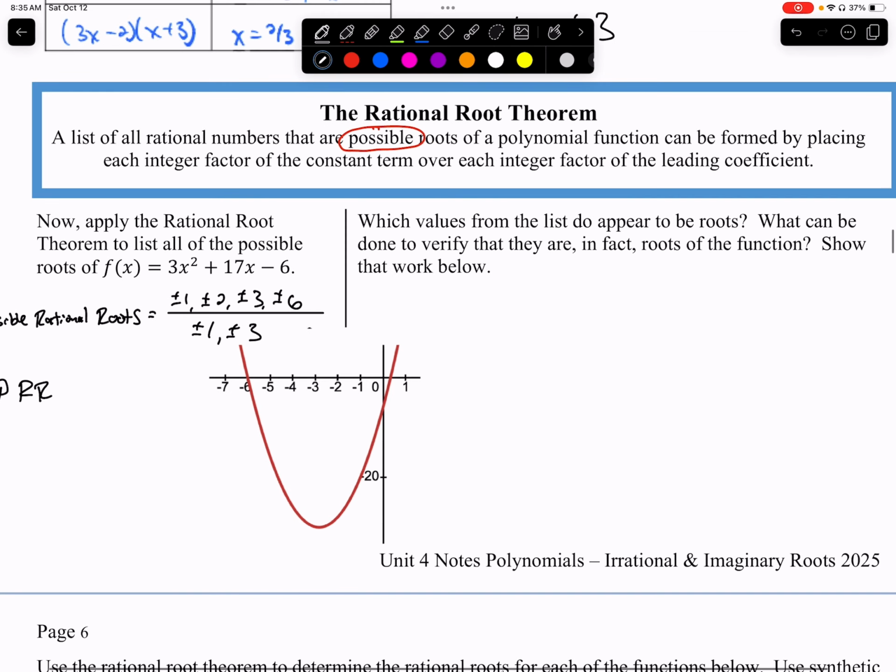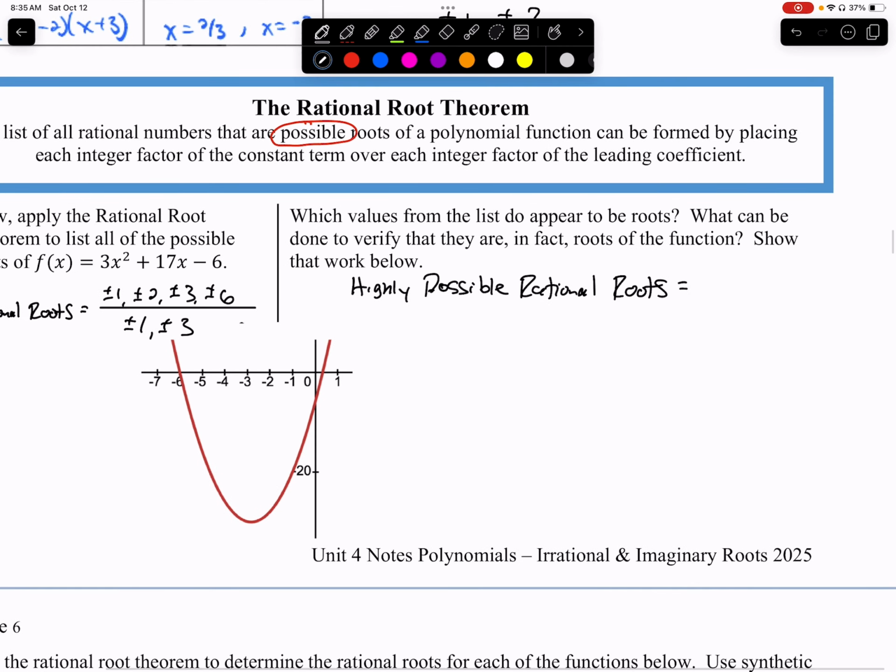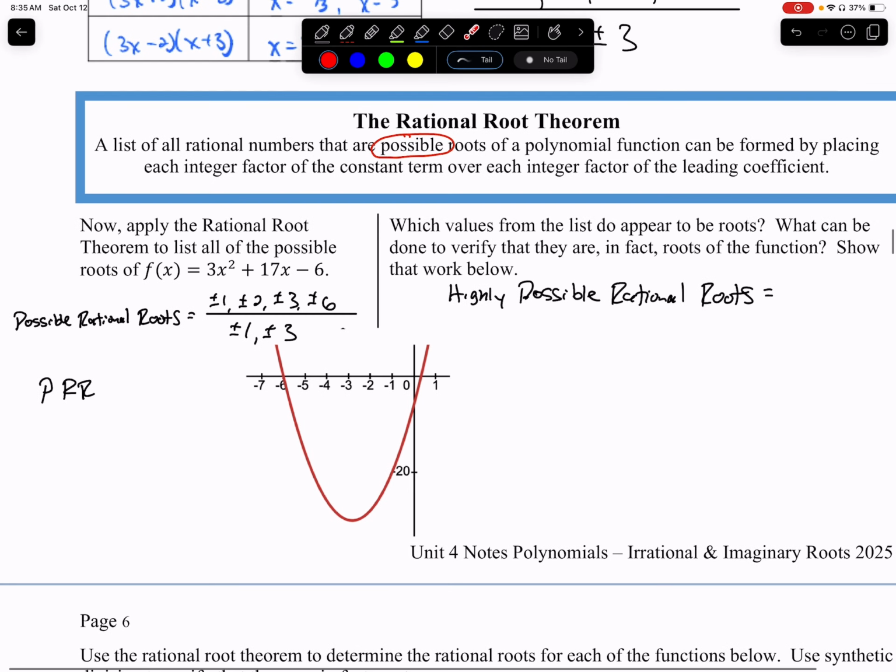So essentially what we're going to be doing here, we're going to list the highly possible rational roots. Now, this is only possible if someone gives you the graph. If someone doesn't give you the graph, then we're going to have to try a different approach. But if you look at this graph, it sure looks like -6 is going to be a root. Now, it's possible if we zoomed in, it's not actually -6, it's just a number close to it.